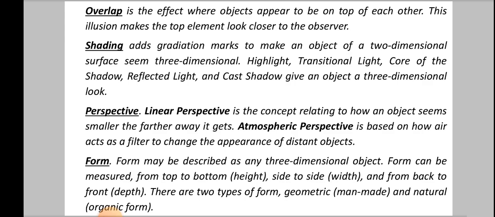Perspective. Linear perspective is the concept relating to how an object seems smaller the farther away it gets. Atmospheric perspective is based on how air acts as a filter to change the appearance of distant objects. Form. Form may be described as any three-dimensional object. Form can be measured from top to bottom, side to side, and back to front. There are two types of form, that is geometric man-made form and natural organic form.